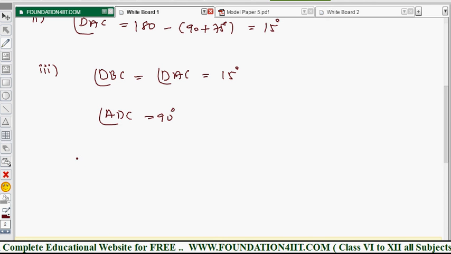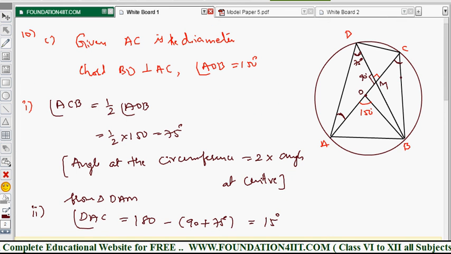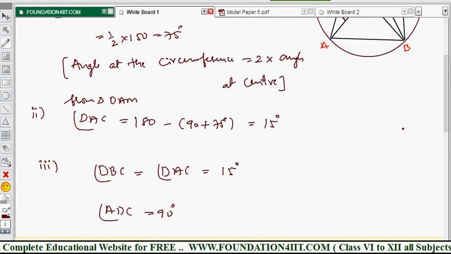Then we need to find out angle CDB, the fourth one. That is 90 minus 75 degrees, which is also 15 degrees. Angle CDB, because CB is the arc, whatever angle is subtending it here, the same angle is subtending at any part. So angle CDB is also the same, 15 degrees.